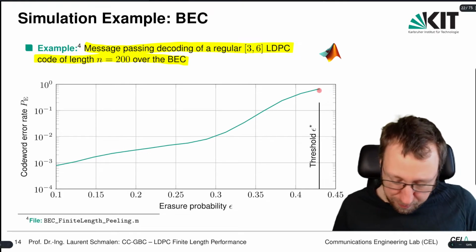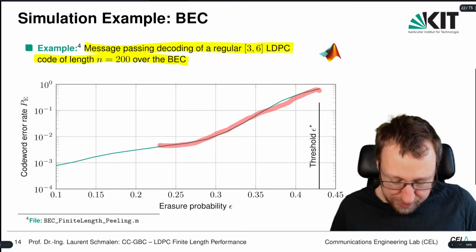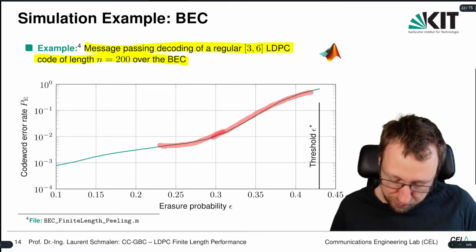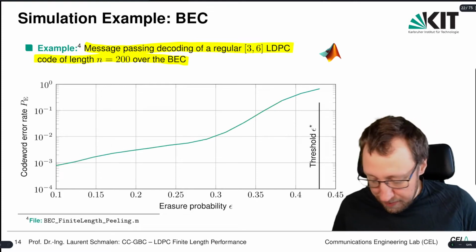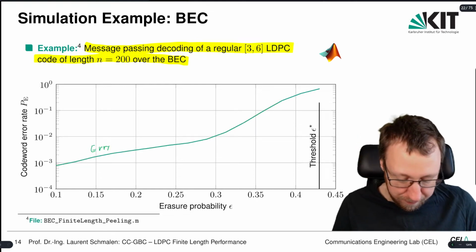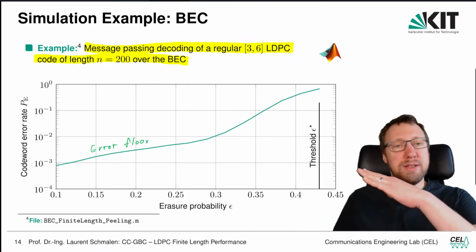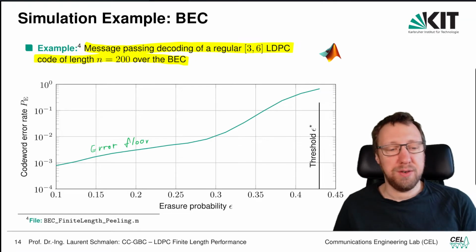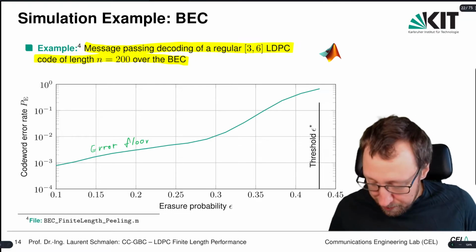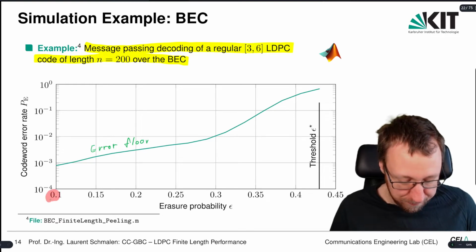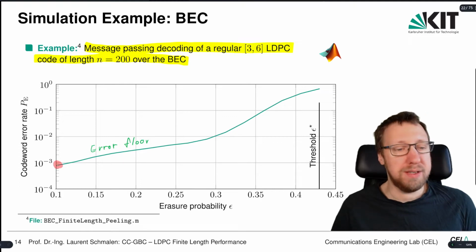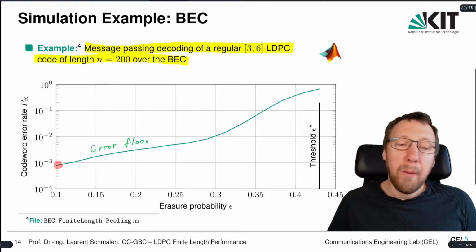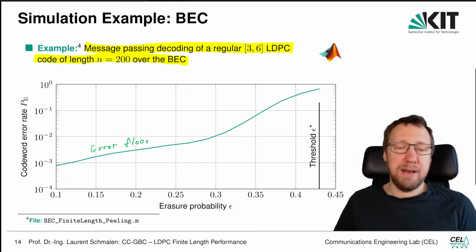We see an error probability curve that decreases somewhat rapidly and then flattens out. We see that we get a so-called error floor. And the coded error rate decreases only very, very slowly as a function of the erasure probability. So for instance, if we have an erasure probability of 10%, the coded error probability is still around 0.1%, 10 to the power minus 3, which may not be acceptable in many situations.